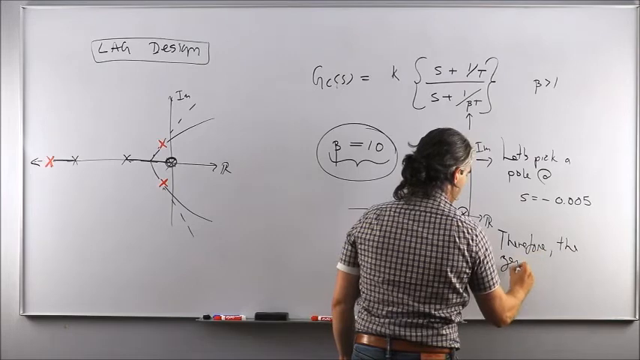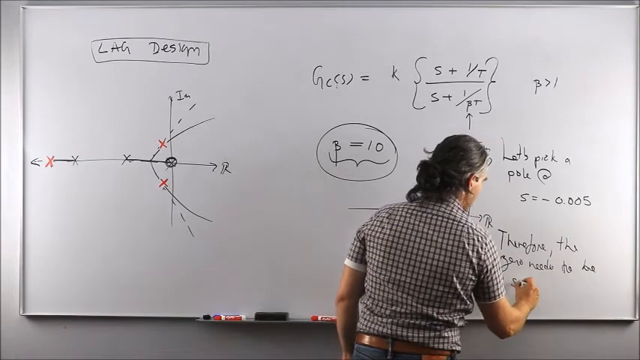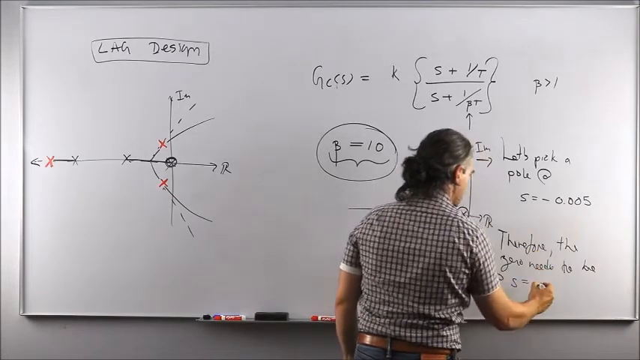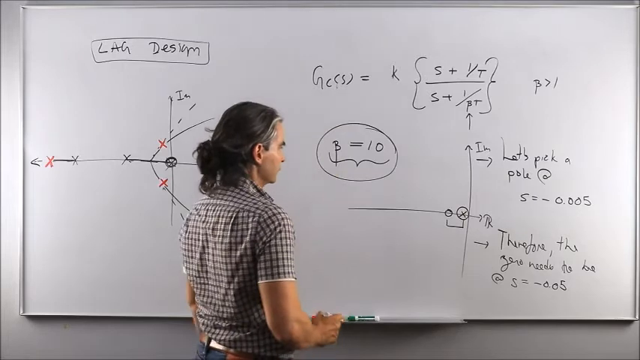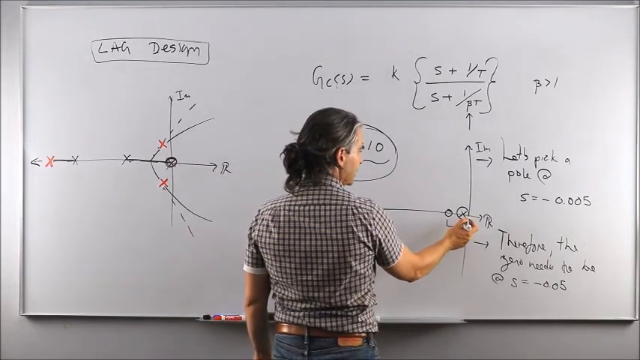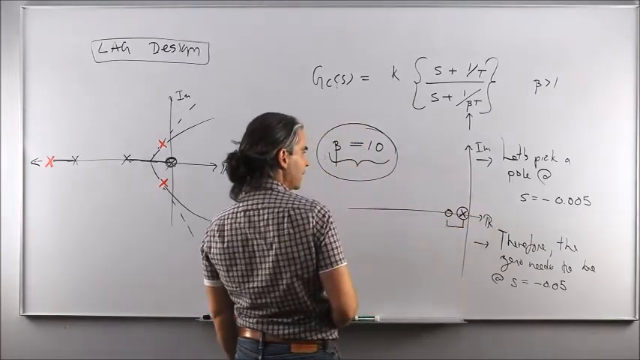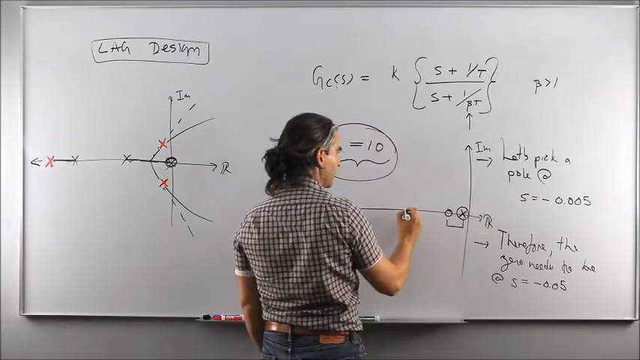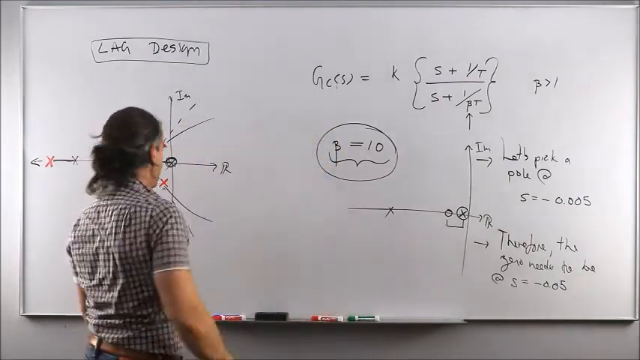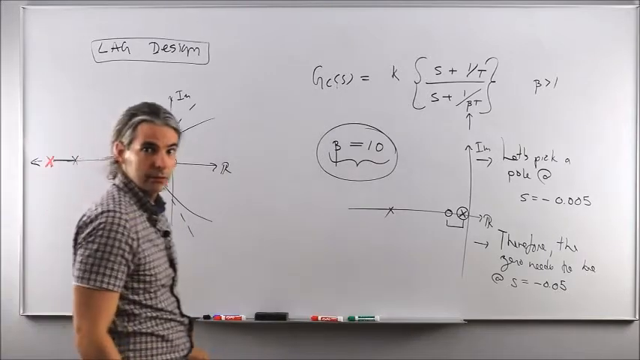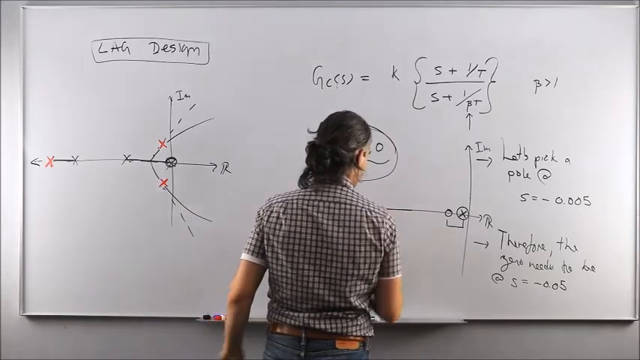the zero needs to be at S equal beta times this, so minus 0.05. Okay, that one almost at zero, so the pole almost on the imaginary axis, but the zero 10 times further to the left. And that's why here you don't want to place the pole at S equal minus 2, because that would give you a zero at minus 20, and now you're going to destroy everything. Okay, and that's not the objective here. You don't want to touch a beautiful root locus that you originally had.